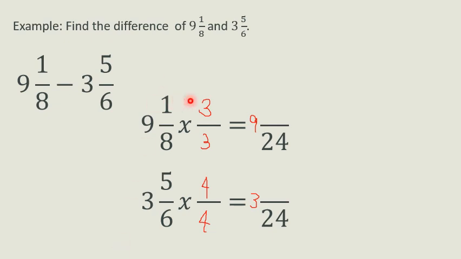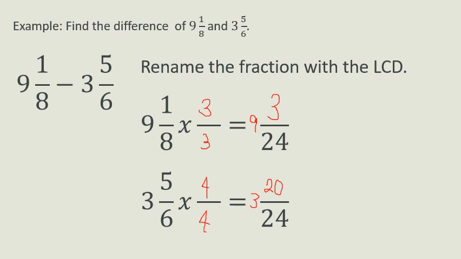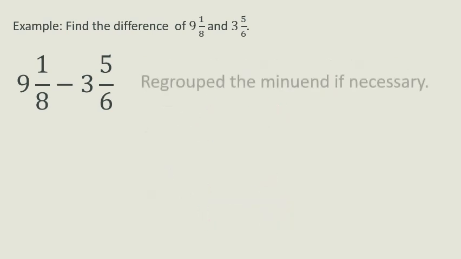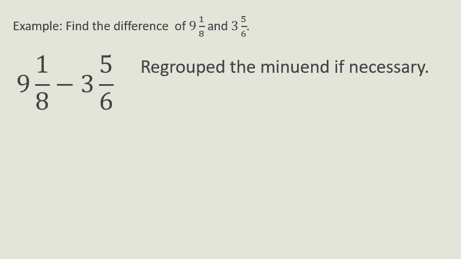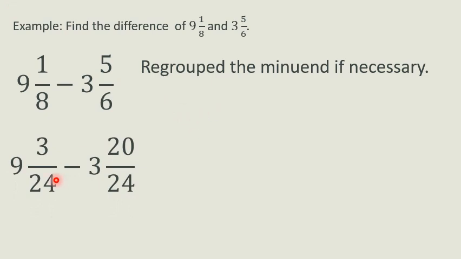Dito tayo magsimula sa taas. 1 times 3 is 3. Then, dito naman po, 5 times 4 is 20. Okay? Nakikita nyo. Ito na po, yung 9 and 1/8 ay magiging 9 and 3/24. Then, yung 3 and 5/6 ay magiging 3 and 20/24. Okay? Sunod natin, regroup the minuend if necessary. Ito na po yung ating kinonvert kanina using the LCD na 24.